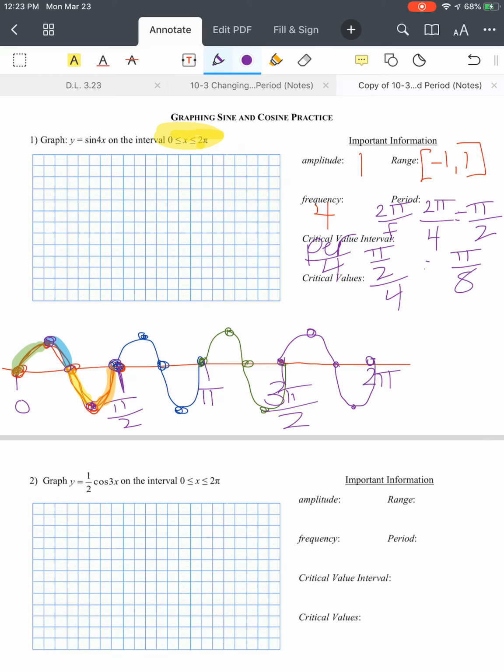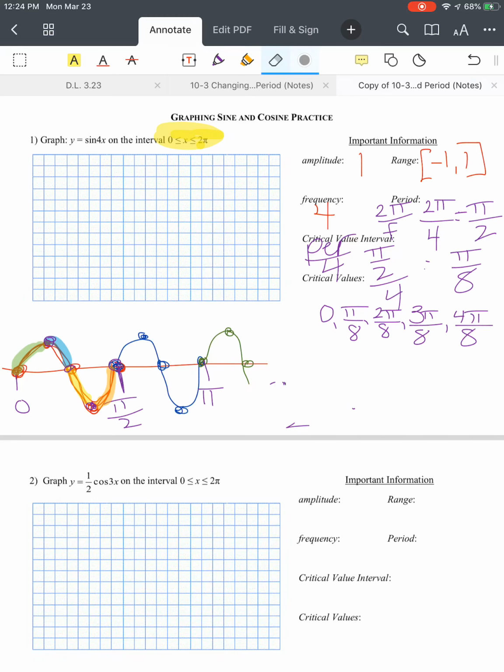So let's think about what that would look like. I have one at 0. Then I have one at pi over 8. Pi over 8 is like 1 pi over 8. Then I have another one at 2 pi over 8. Then another one at 3 pi over 8. Then another one at 4 pi over 8. Just erasing this so I have more room.